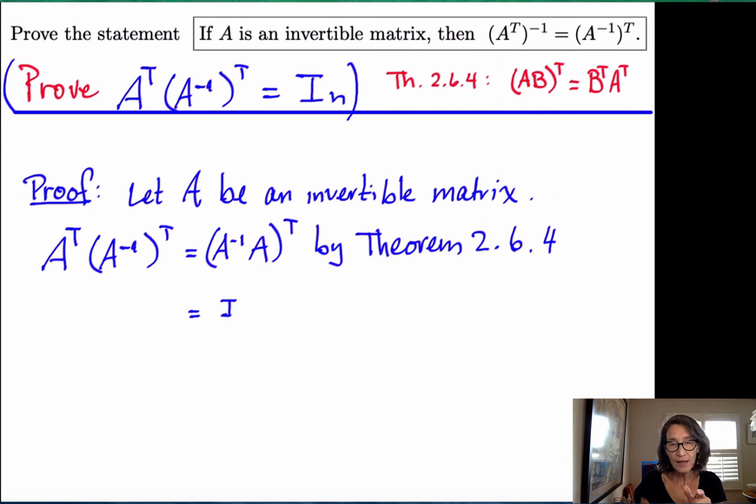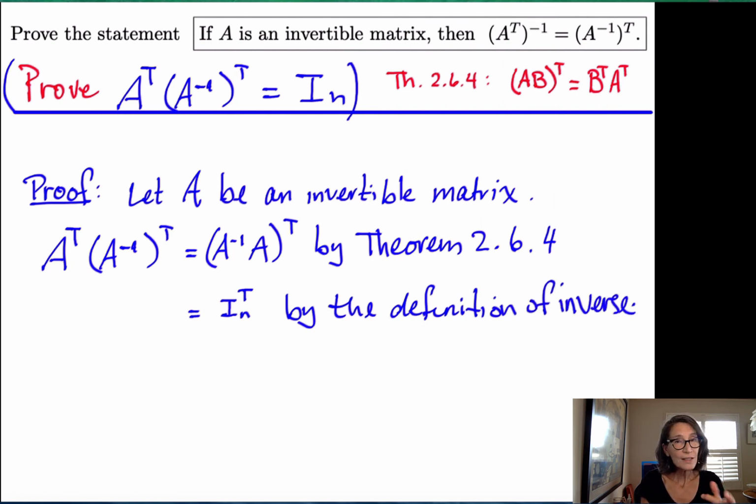And now what's inside my parentheses is the n by n identity matrix, In. So (A inverse A) transpose is really In transpose. And that's by definition of inverses.